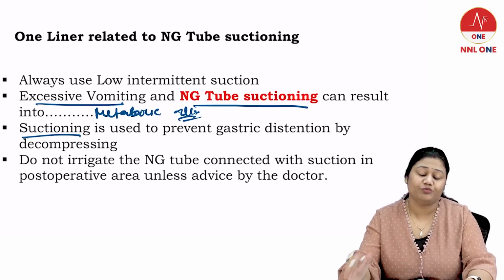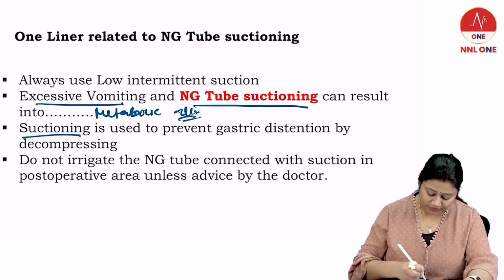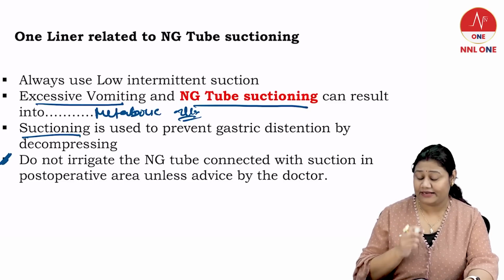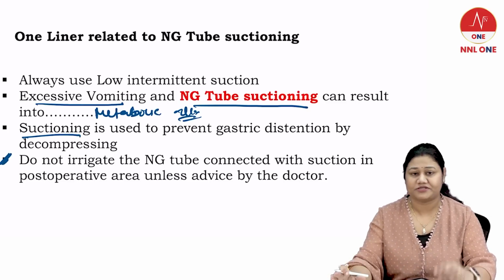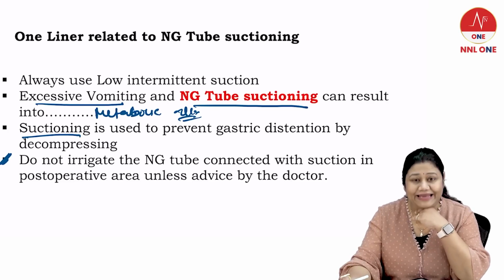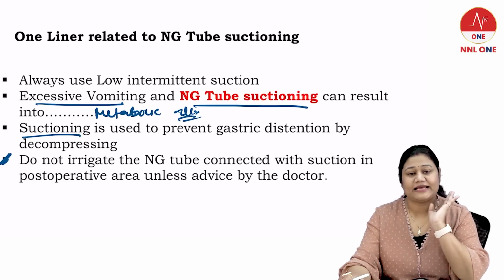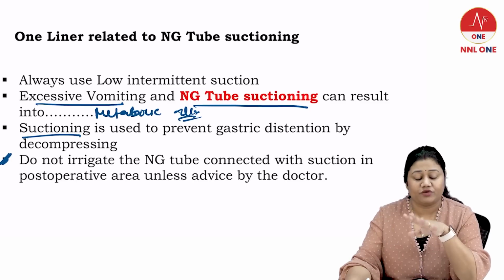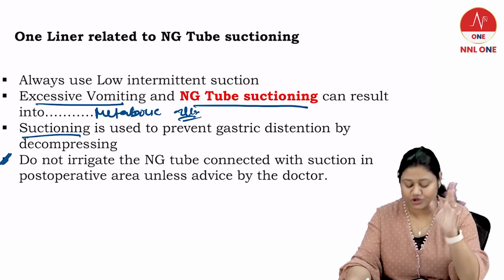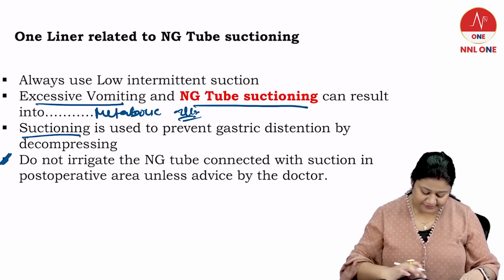This is the reason we have to put the patient on suctioning. Do not irrigate, right? If your patient is connected with the low intermittent suction after the abdominal surgery, do not irrigate the tube unless it is advised by the doctor, because while irrigating, we can put tension and pressure on the suture line as well, right? So these are the important points.